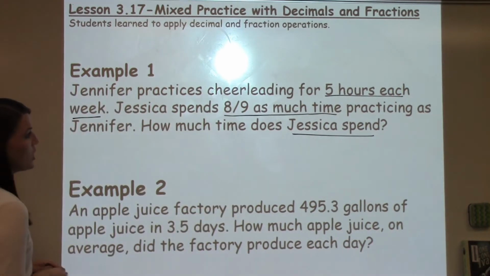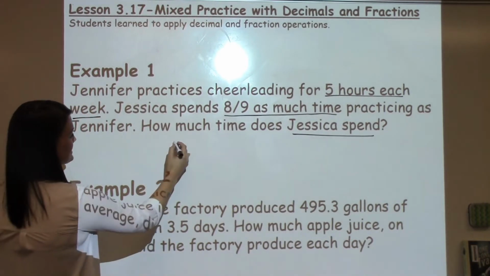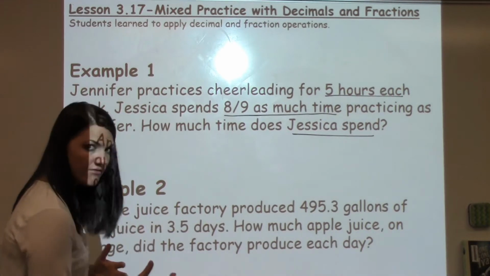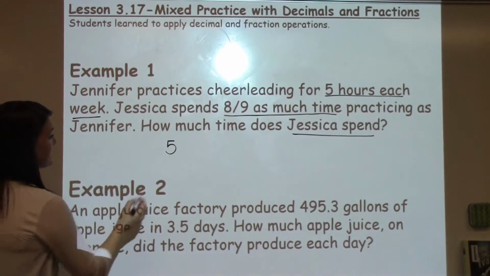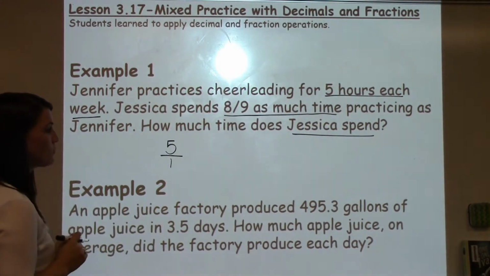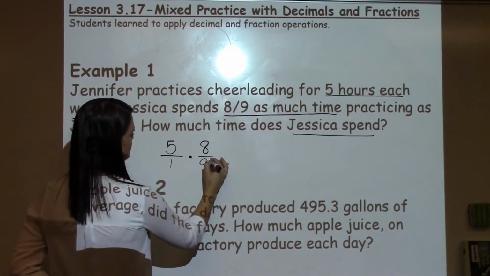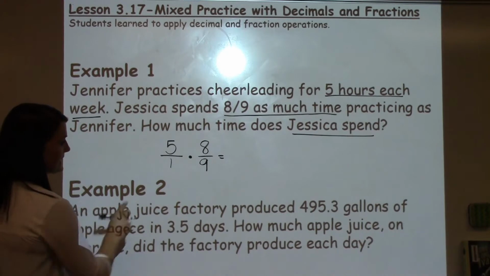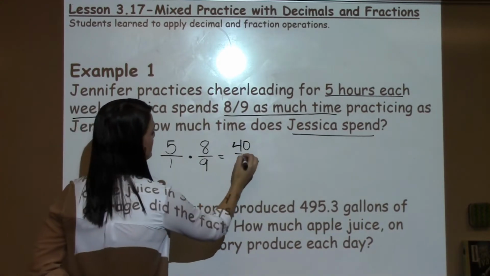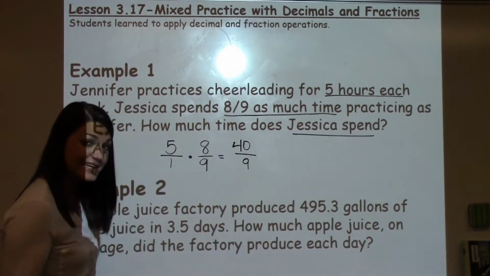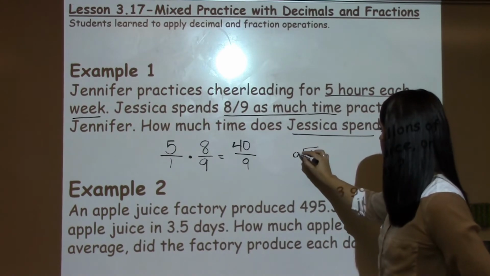Well, 8/9 as much time makes me think multiplication because of that connection between of and as much. So I've got 5 hours that Jennifer spent, and if I want to make that look like a fraction, I'm going to put it over 1, and then it's 8/9 as much. So that's going to be times 8/9. So I'm going to take top times top, 5 times 8, and bottom times bottom, 1 times 9. This is obviously an improper fraction. The top is way too big, so I'm going to divide 40 divided by 9.